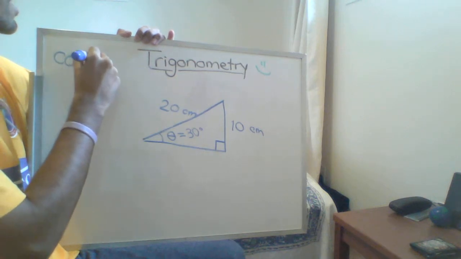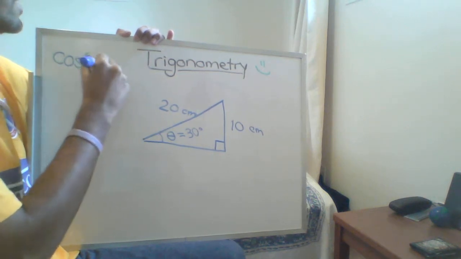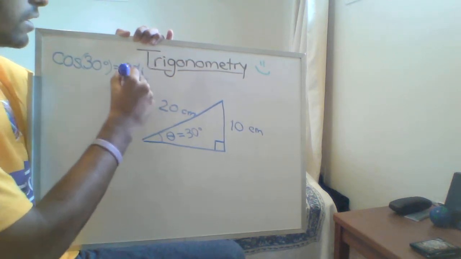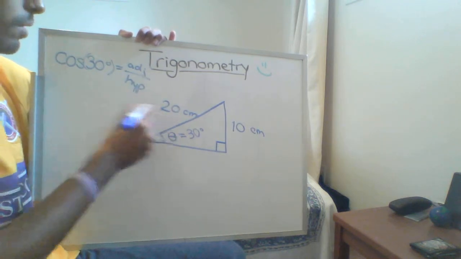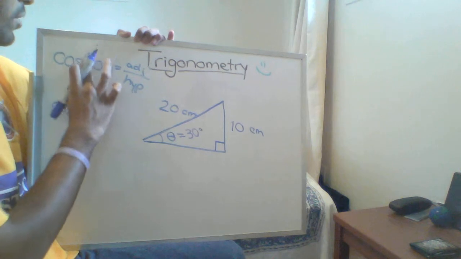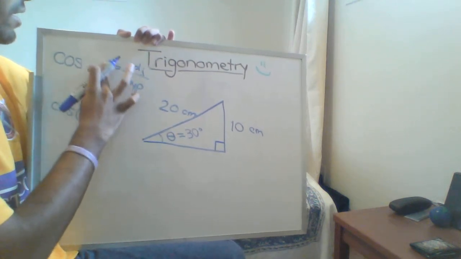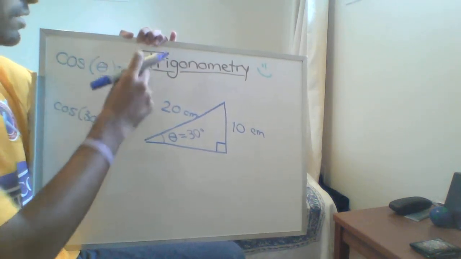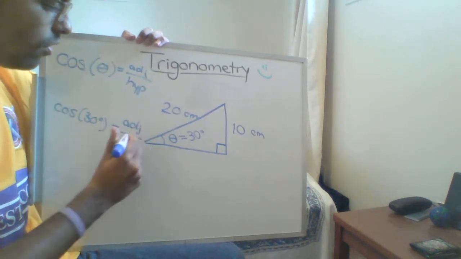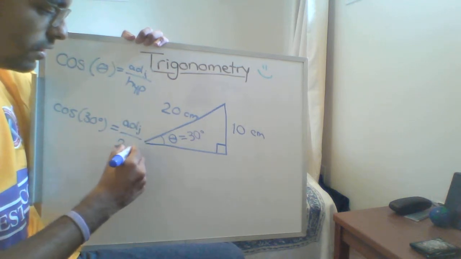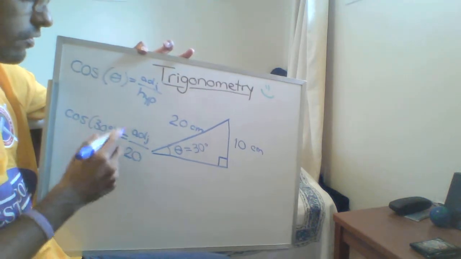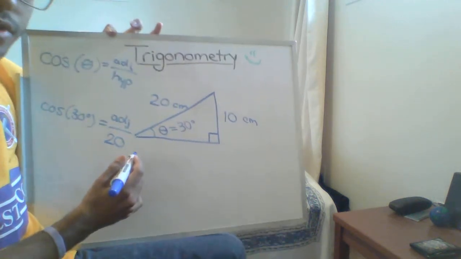So if we do cosine of 30 degrees, well, cosine of theta is adjacent over hypotenuse. We know the hypotenuse is 20, so cosine of 30 degrees is some value adjacent over 20. So we've got cosine of 30 is something divided by 20.